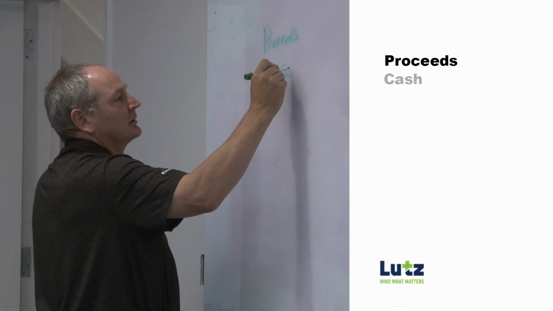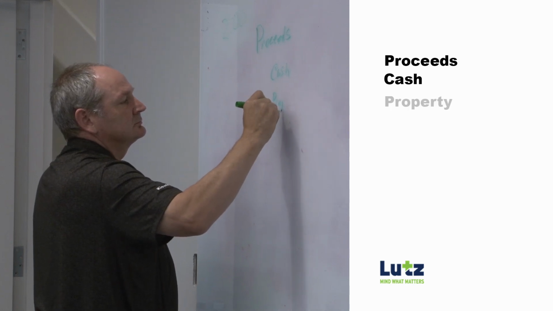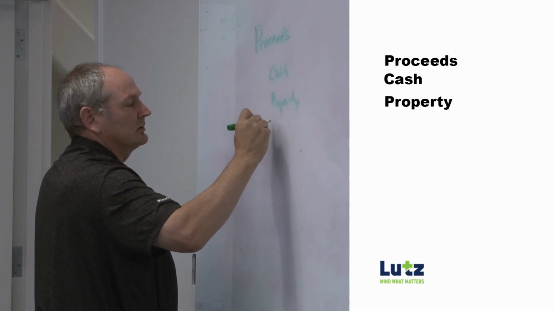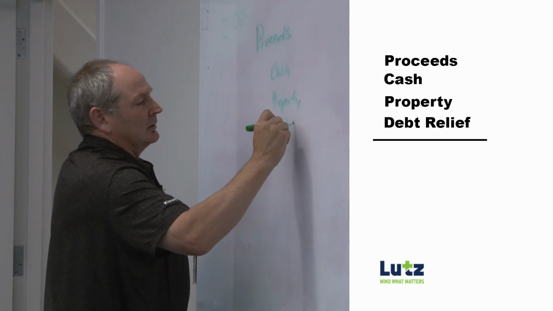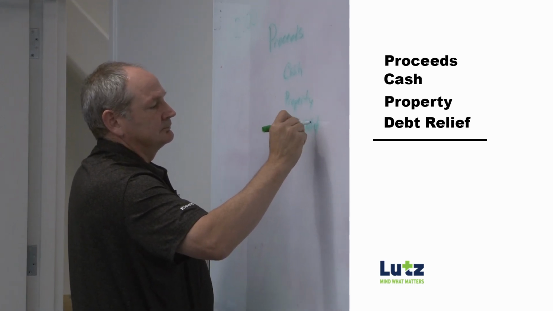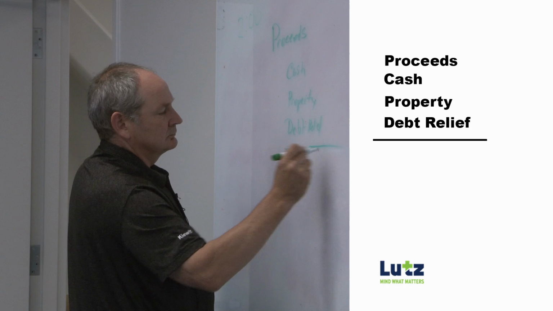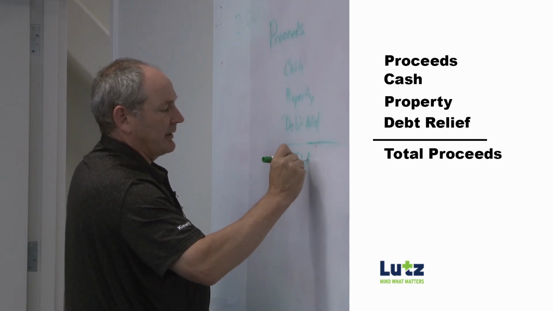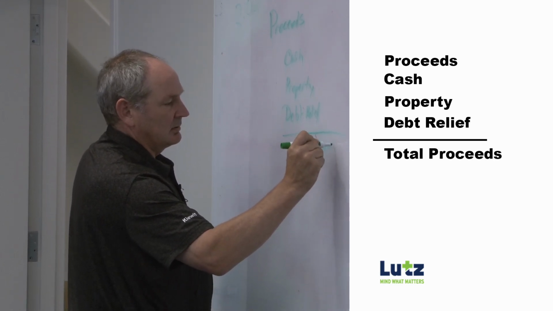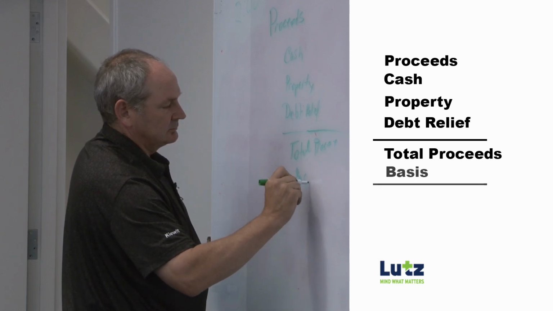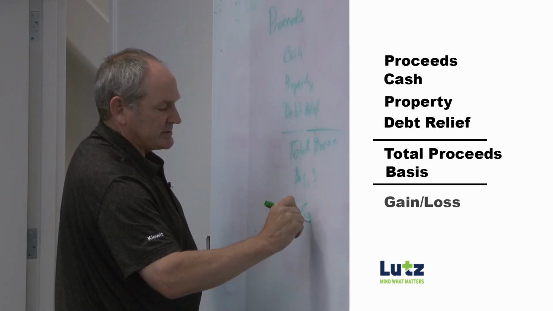Okay. Well, Natalie, all your peers think that you should be taking this. What's the definition of proceeds? Cash, property, and debt relief. Yeah. And why do we care about the definition? That's how we calculate the gain. Yep, you compare that to basis. And then your gain or loss.